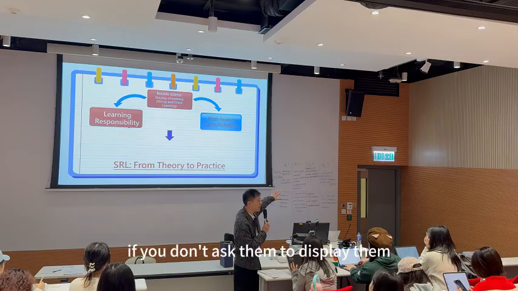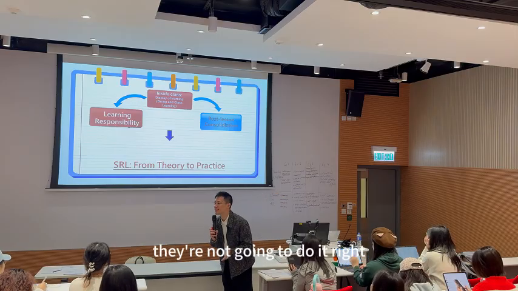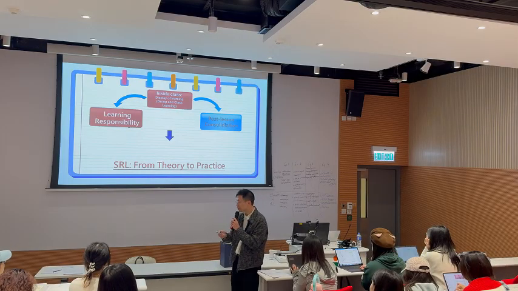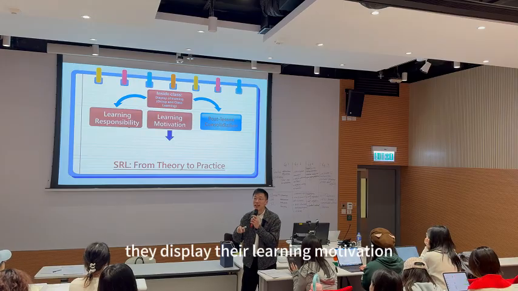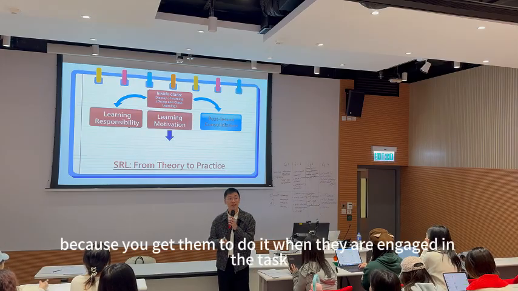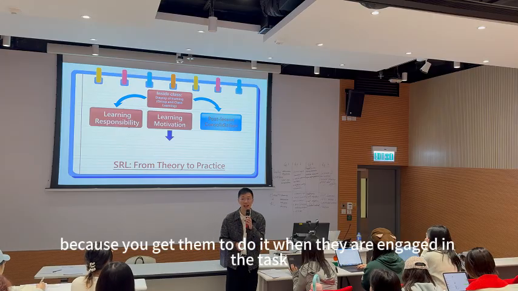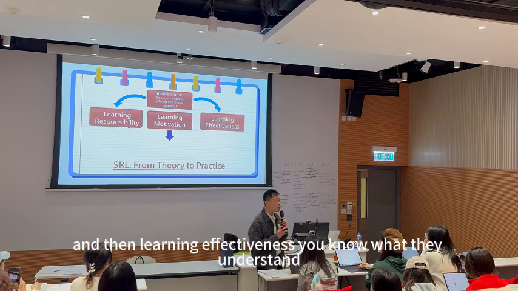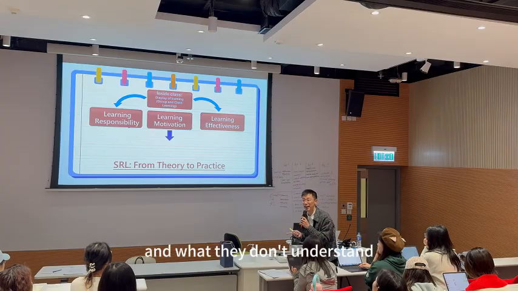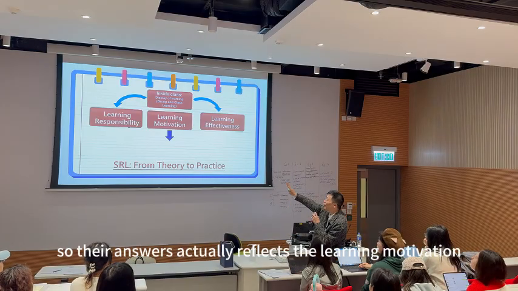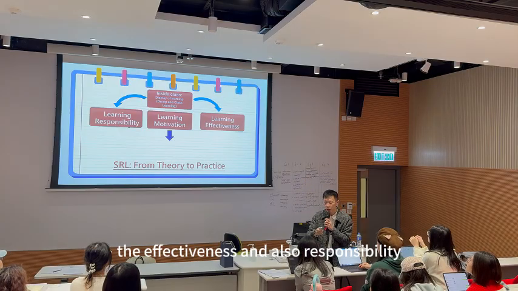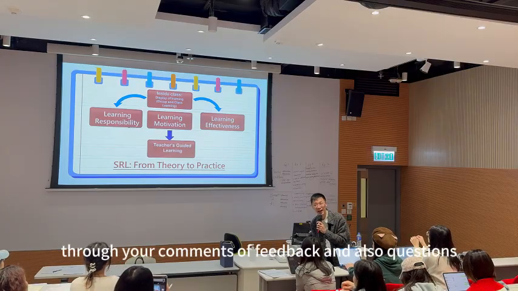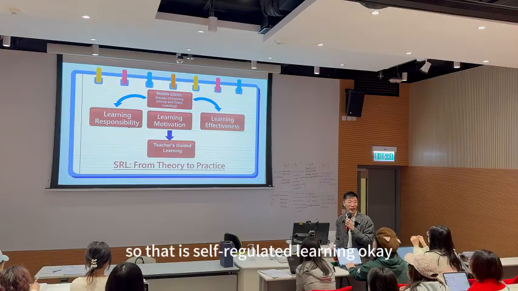If you don't ask them to display, they are not going to do it, right? They're not adults, they're just teenagers. You need to manage them. They're displaying their learning motivation because you get them to do it. When they are engaged in the task, they will be more motivated. And then learning effectiveness. You know what they understand and what they don't understand. So their answers actually reflect the learning motivation, their effectiveness, and also responsibility. And then you can guide them through your comments and feedback and also questions. So that is self-regulated learning.